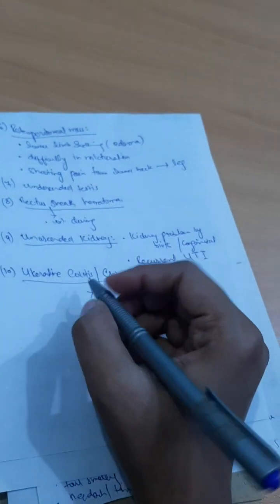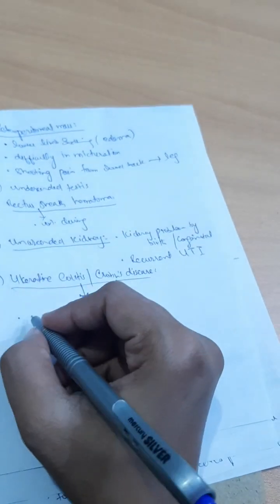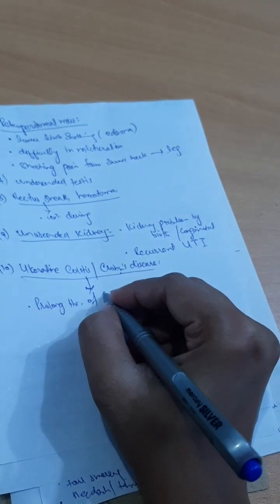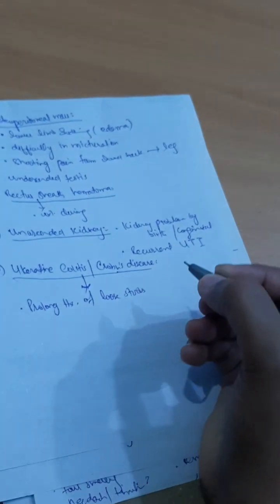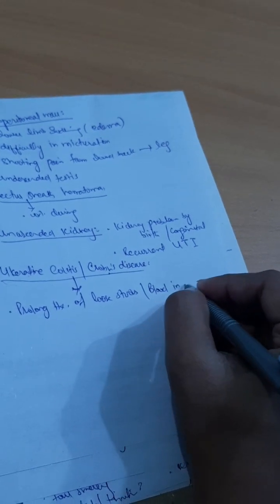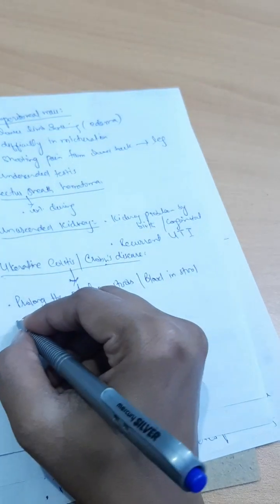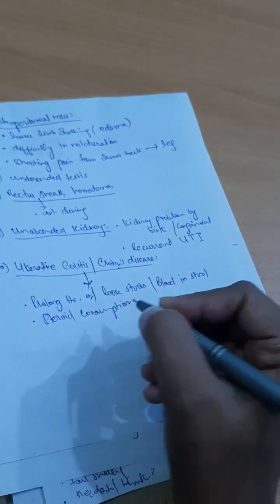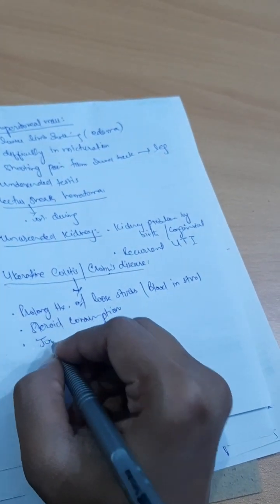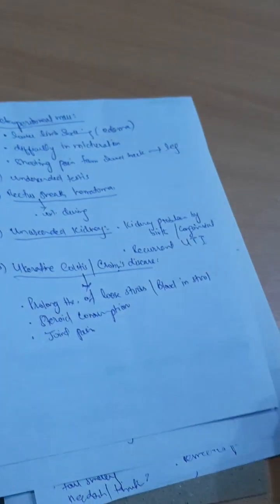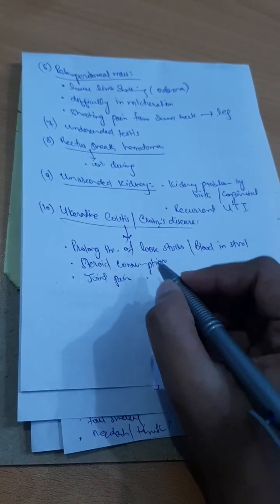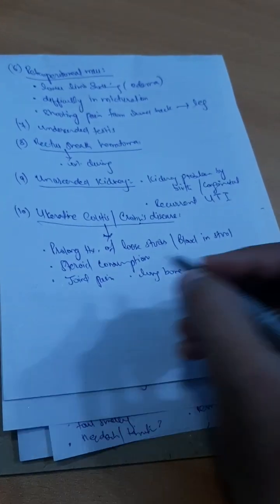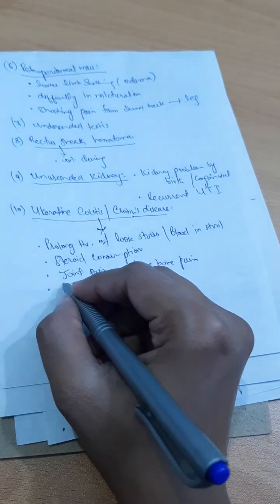So ask about a prolonged history of loose stools or blood in stool. Ask about the steroid consumption and joint pain, and long bone pain, and ask about the vision problems.